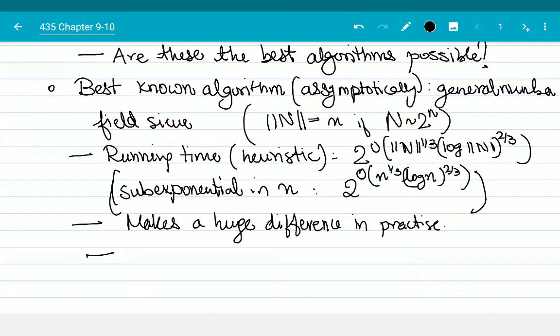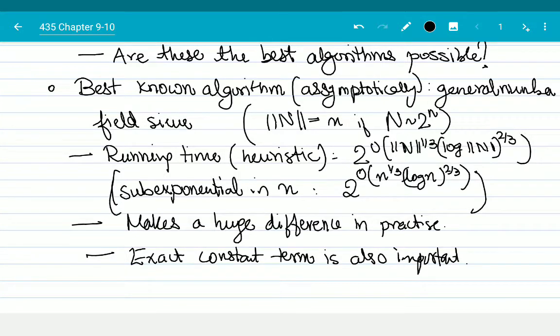Now, in real life, the exact constant term is also important, right? A constant term of 5 compared to a constant term of 60, for example, is the difference between you downloading something in 5 minutes compared to downloading something in an hour, right? So it makes a huge difference.